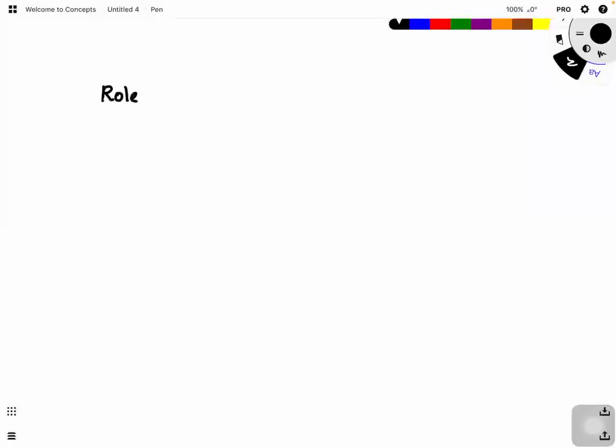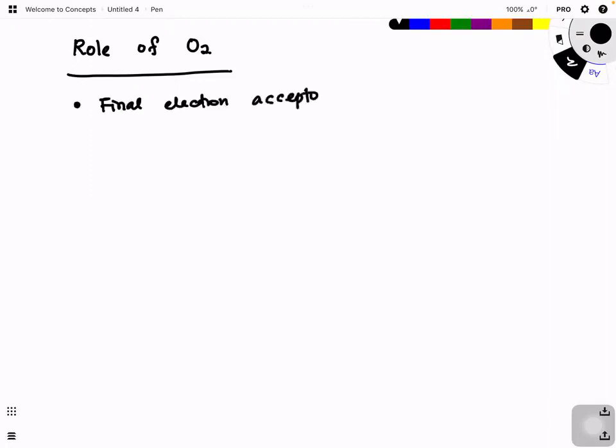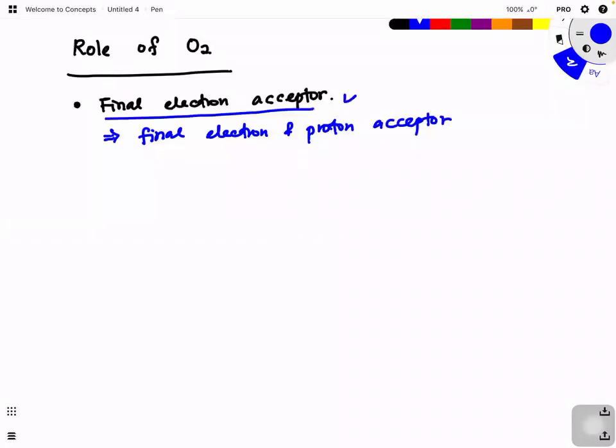Let us look at the role of O2. Generally, O2 acts as the final electron acceptor. Some books also say that they are the final electron and proton acceptor. Now be careful. In our syllabus, you write final electron acceptor, which is correct. If you say final proton acceptor only, it's wrong.